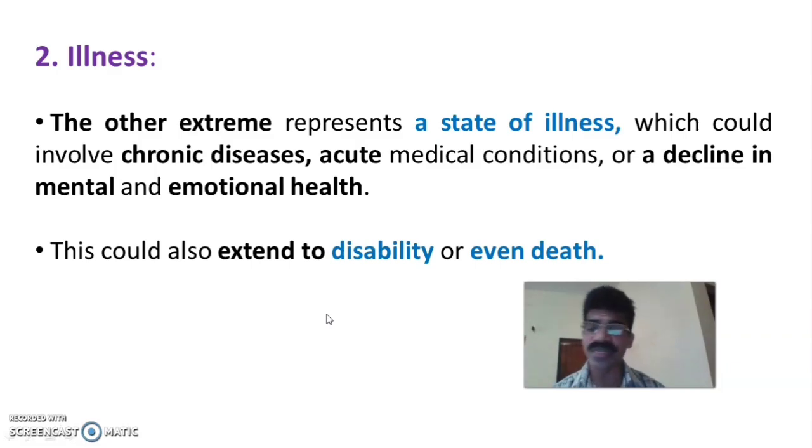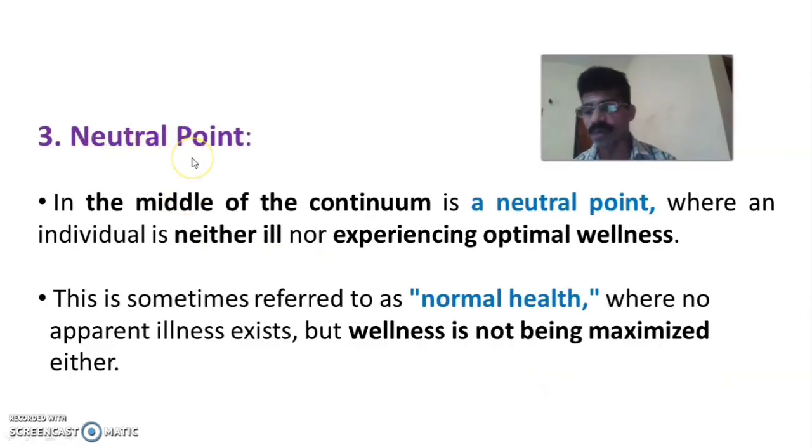That is moving towards the right side, that may lead to illness or diseases, that may lead to disability or even death. Then third point is neutral point. Okay, in the middle of the continuum is a neutral point where an individual is neither ill nor experiencing optimum health or optimum wellness. That means this is sometimes referred to as normal health. That is the normal health of the person. There is no apparent illness, but wellness also is not maximized.